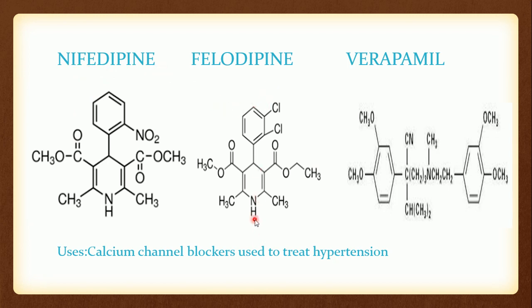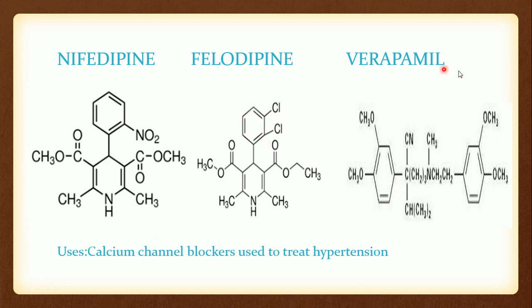Felodipine structure contains 1,4 dihydropyridine. To this 1,4 dihydropyridine, 2 methyl groups are present at the 2nd and 6th position, and at the 3rd and 5th position other substituents like ethyl ester and methyl ester are present, and at the 4th position a dichlorophenyl group is present.